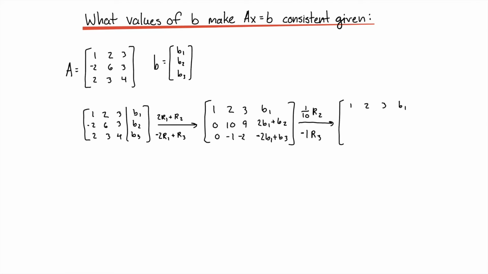Zero times 1/10 is 0, 10 times 1/10 is 1, 9 times 1/10 is 9/10, and then 2b1 plus b2 times 1/10 will be 2b1 plus b2 divided by 10. 0 times -1 is 0, -1 times -1 is 1, -2 times -1 is 2, and then we'll get 2b1 minus b3.